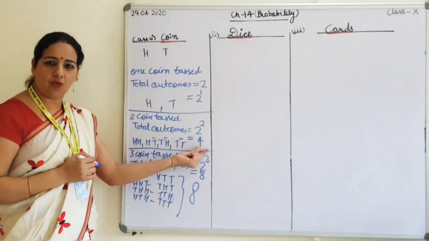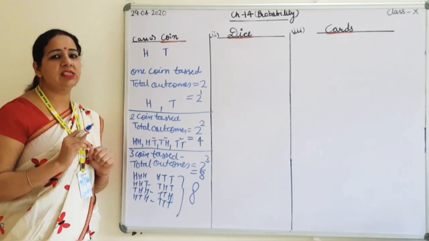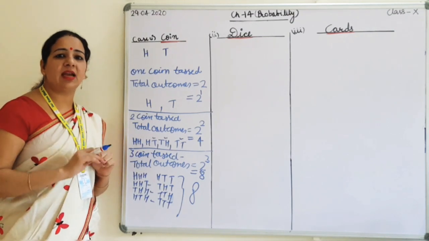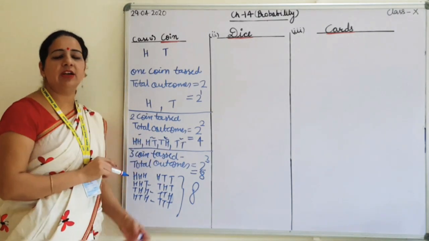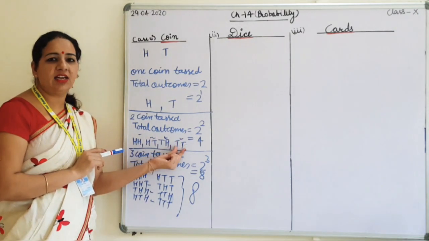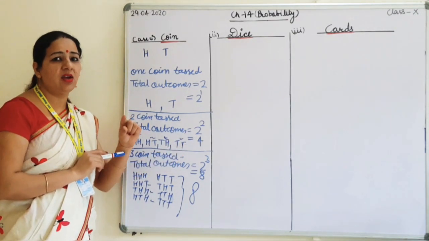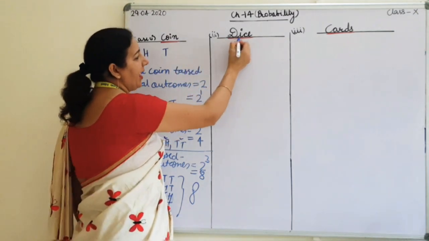The denominator is always 4. At least one head, at least means कम से कम one. So it means 1, 2, 3, so it will be 3 upon 4. This time we will not take the tail-tail outcome because they need at least one head. Clear? So the next is dice.